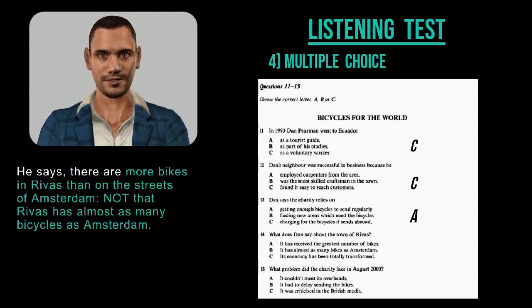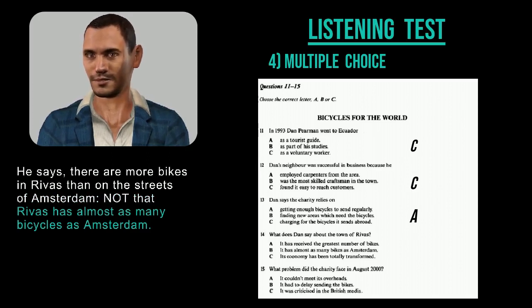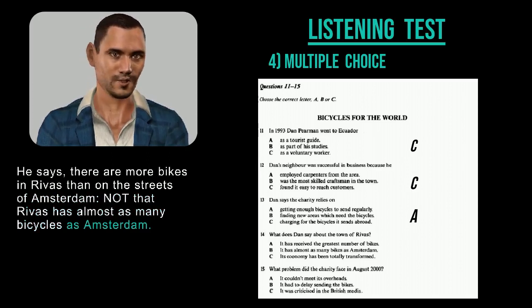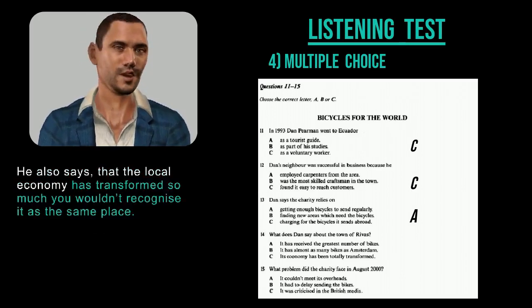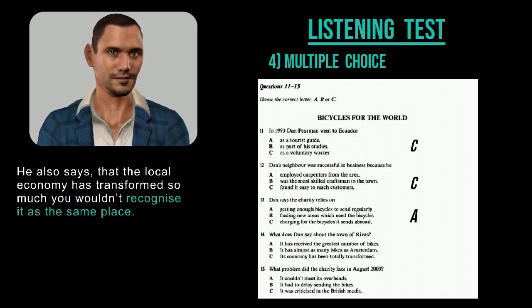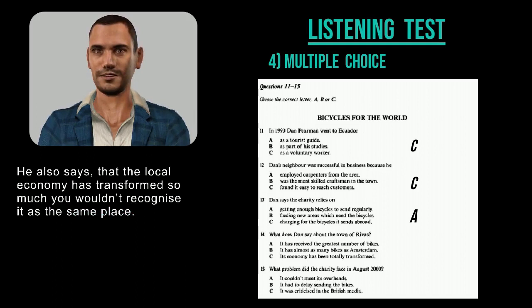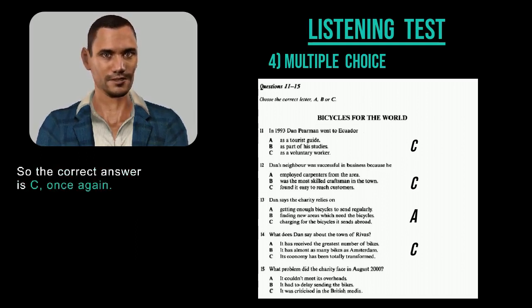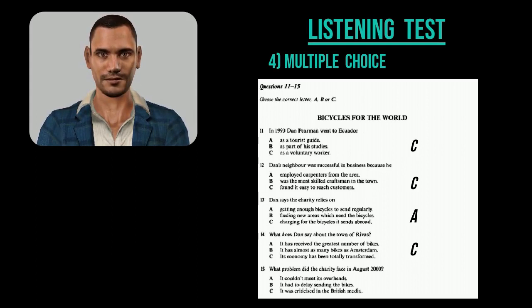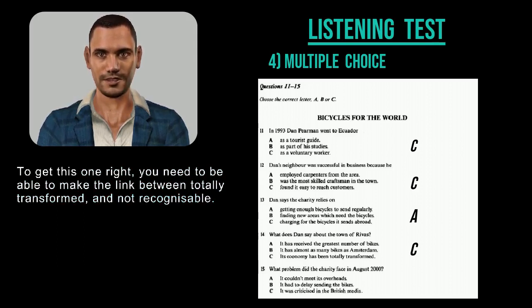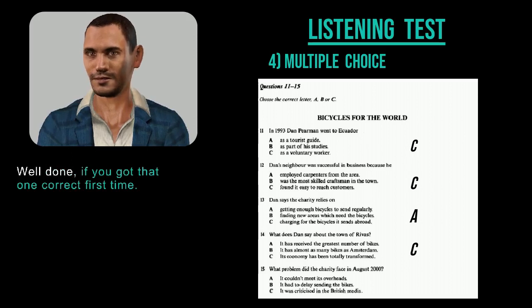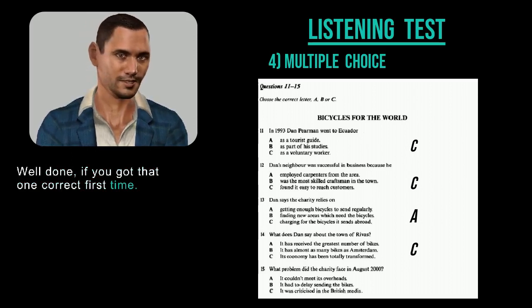He says, there are more bikes in Rivas than on the streets of Amsterdam. Not that Rivas has almost as many bicycles as Amsterdam. He also says that the local economy has transformed so much, you wouldn't recognize it as the same place. So the correct answer is C, once again. To get this one right, you need to be able to make the link between totally transformed and not recognizable. Well done, if you got that one correct, first time.